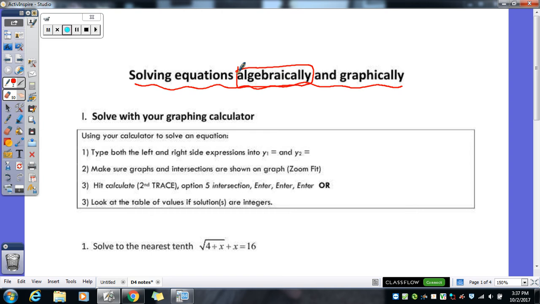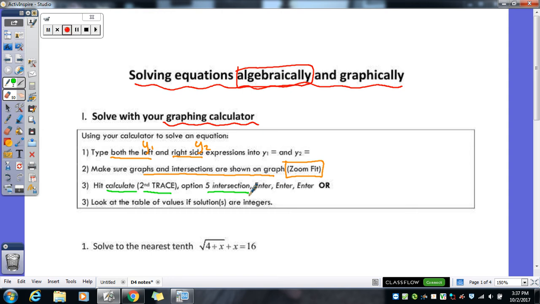So to solve with your graphing calculator, what you want to do is type the left side and the right side into your y equals. The left side would be your y1, the right side would become your y2. And then you want to look at your graph and make sure that the graphs and intersections are shown. If it's not, you want to use a button that we refer to as zoom fit, and I will show you that if we need to use it. And then we're going to hit calculate, which is second trace, and option 5, which is the intersection, and that's going to give us the point where it crosses.